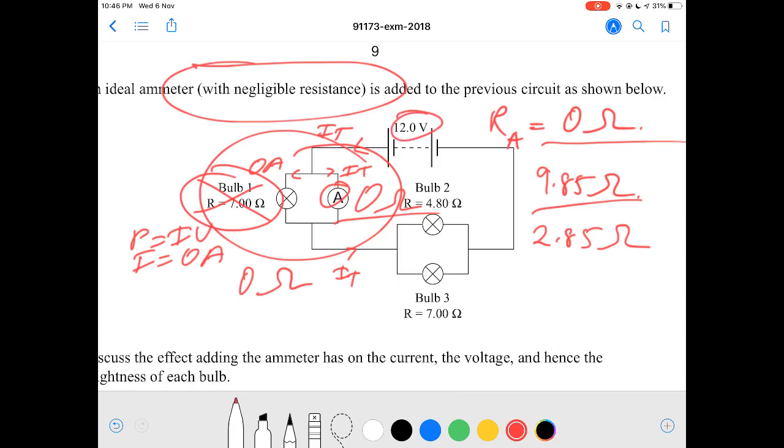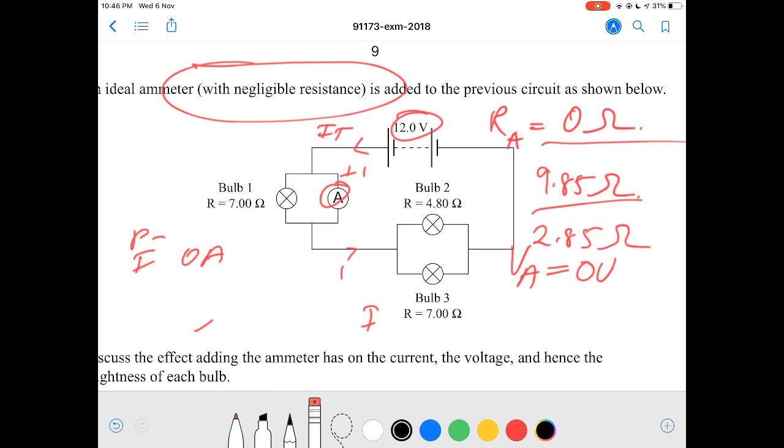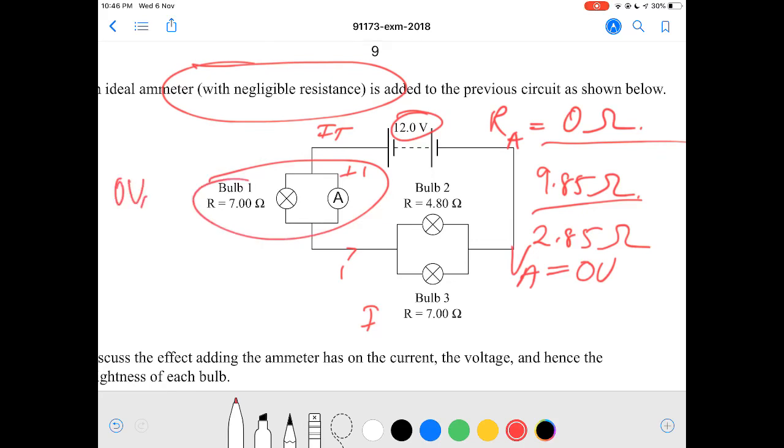this 12 volts here is all going to be used on this parallel circuit, and that's because, as I was saying, V equals IR. Because this ammeter has 0 ohms resistance, V equals 0 times I, which means that the voltage used by the ammeter is 0. So the voltage across the ammeter is also 0 volts. Let me just get rid of some stuff here. So this entire thing here uses 0 volts and 0 amps. Everything is just 0, okay? Just as if it doesn't exist anymore.